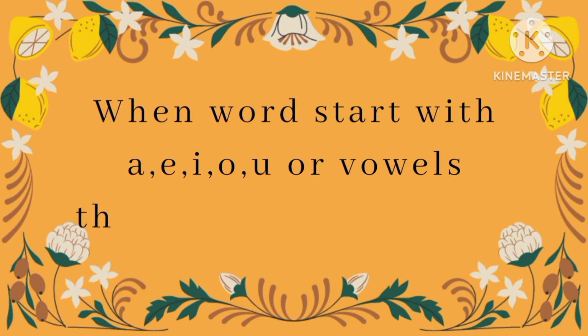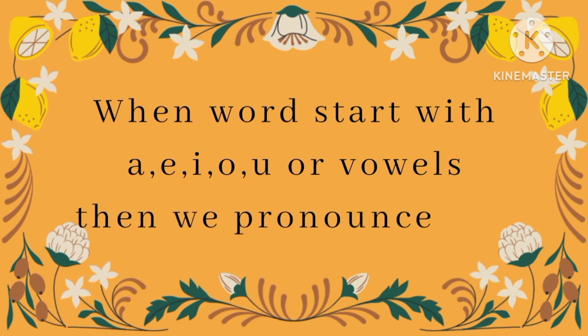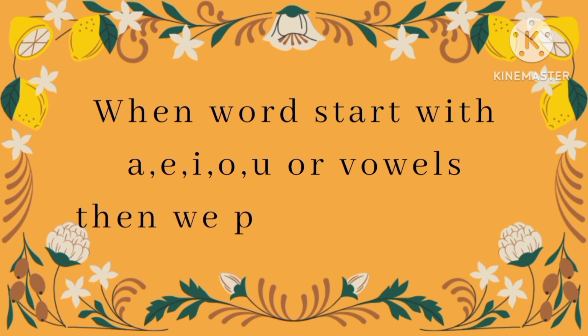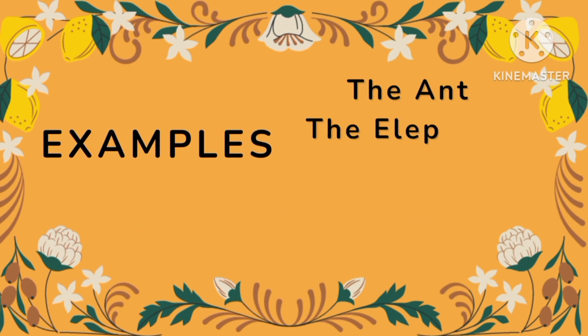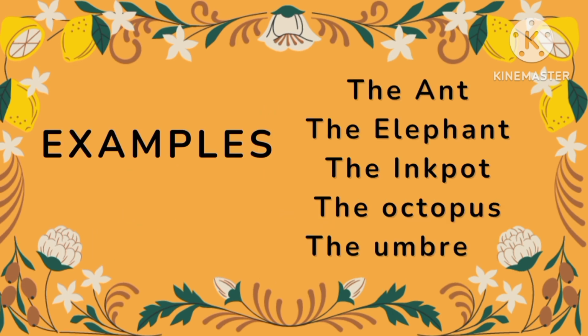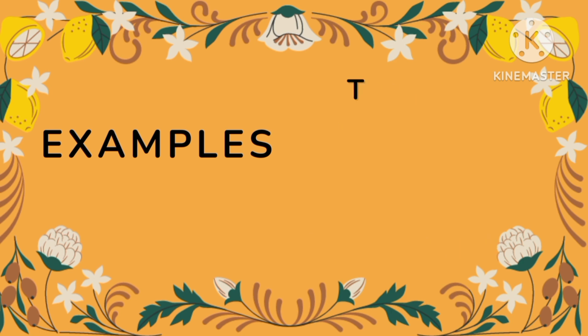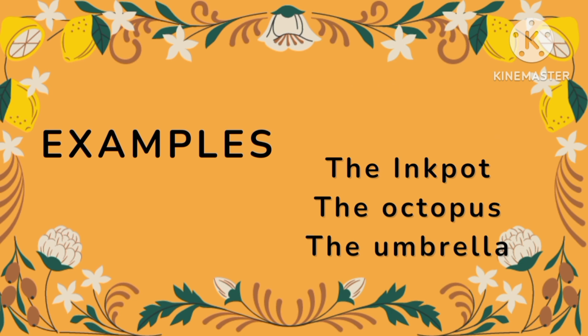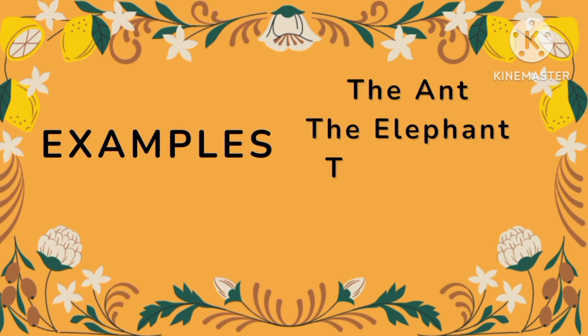When words start with A, E, I, O or U, which are vowels, then we pronounce it "thee". For example, the ant, the elephant, the inkpot, the octopus, the umbrella. A, E, I, O, U, these all are vowels, that's why we pronounce it "thee".